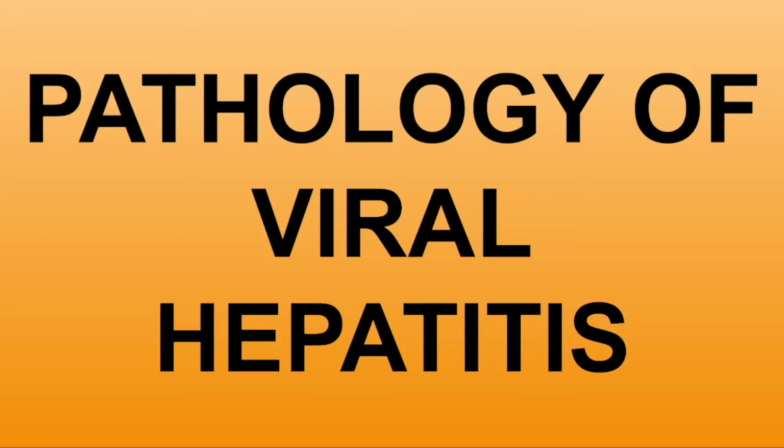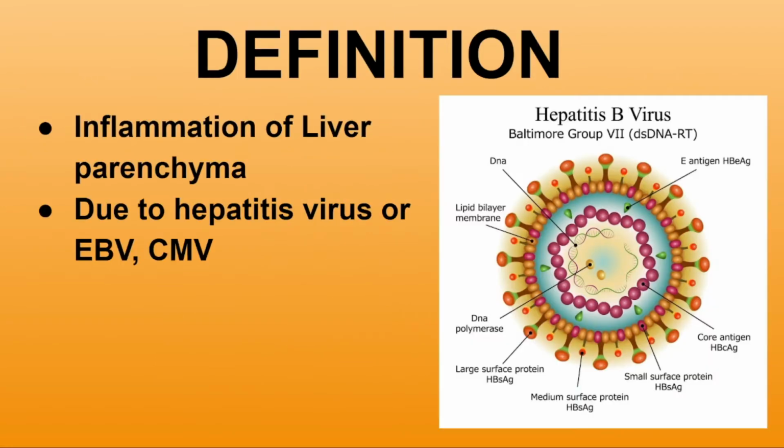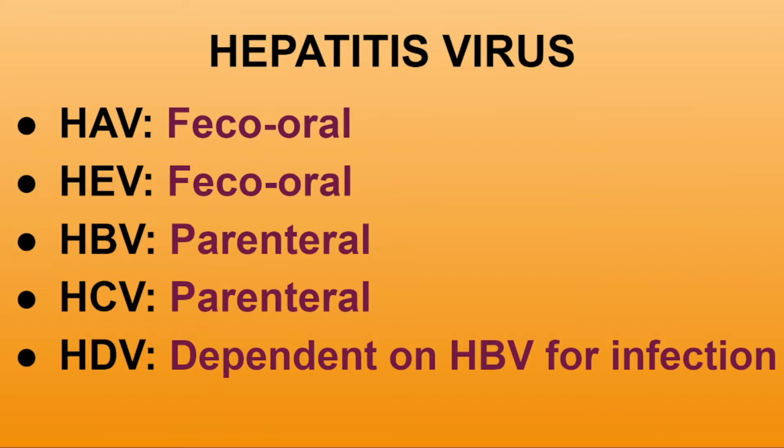Hello everyone. So today we'll discuss the most important topic of pathology, that is viral hepatitis, in a very easier manner. So first of all, what is viral hepatitis? It is basically the inflammation of liver parenchyma which occurs due to the hepatitis virus or Epstein-Barr virus and the cytomegalovirus. Now let's go in brief about the hepatitis virus.